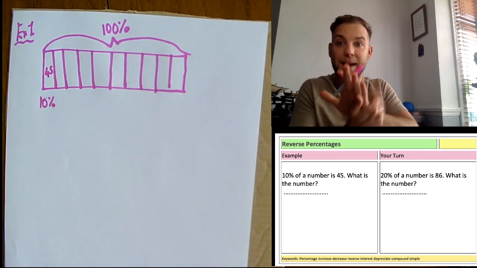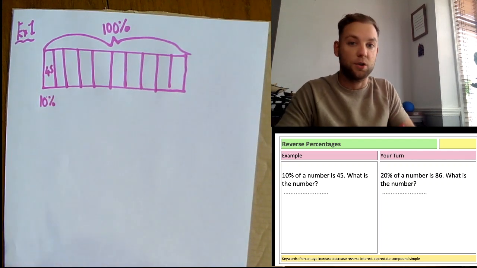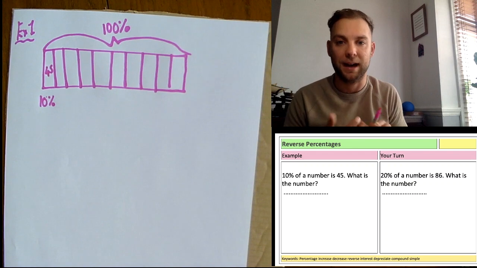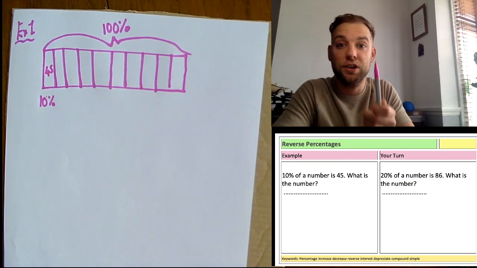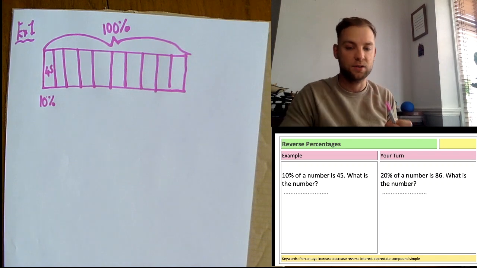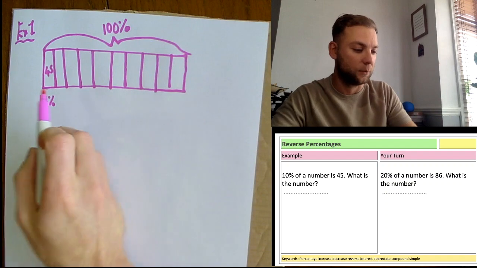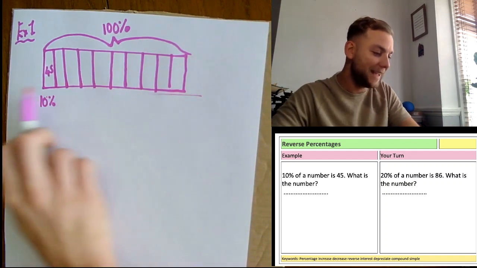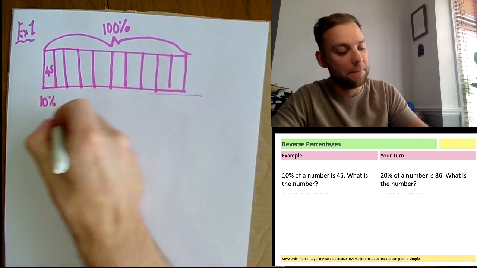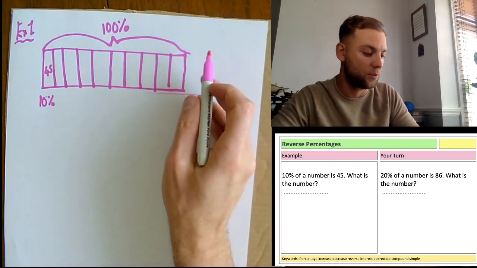So if we know that 10% of the number is worth 45, then what you're always trying to do is find the original amount. Now, it's worth noting that the original amount is worth 100%. In fact, it's worth getting that in your notes: the original amount is worth 100%. So, in this case, it's saying that 10% of an amount is 45. What's the original amount? So we're trying to find this 100%.